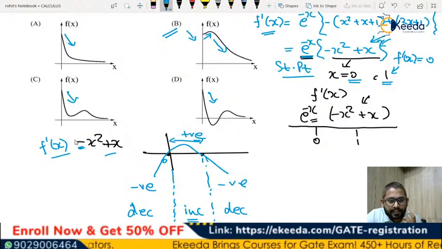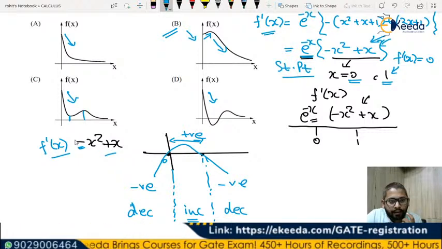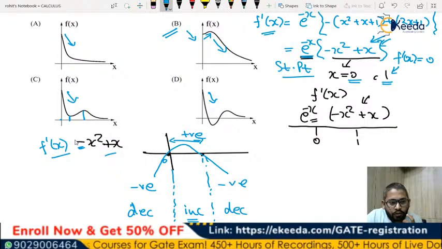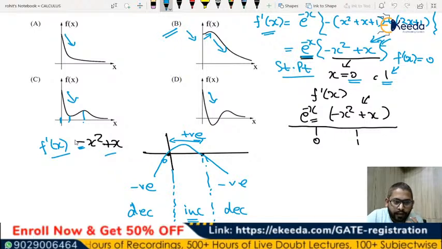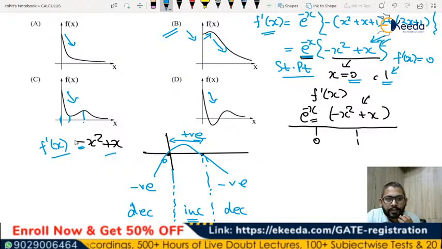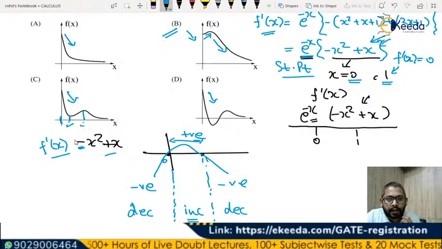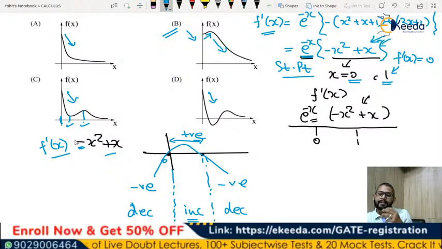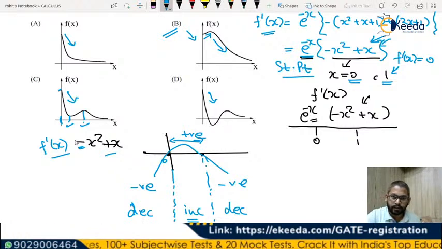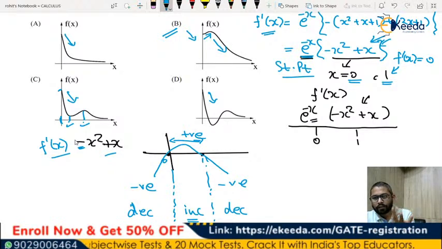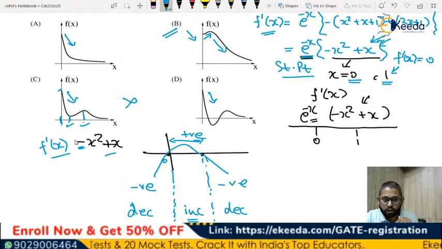If you see that C graph, this is a point of minima, this is a point of maxima. That means apart from x equal to 0, we have one extrema here and one extrema here. So that makes it 2, or maybe 3 extrema if we are counting x equal to 0 here. But we don't have 3 extrema, we have only 2 extrema. So this option has to be dropped.